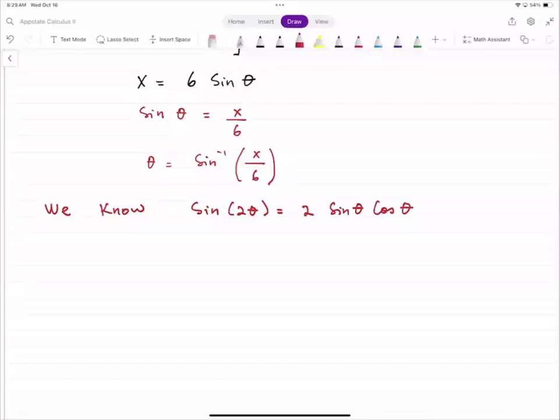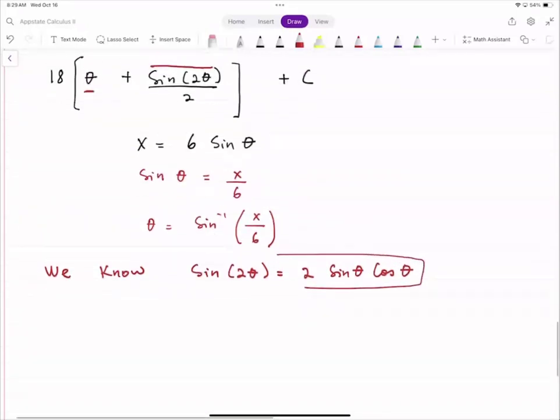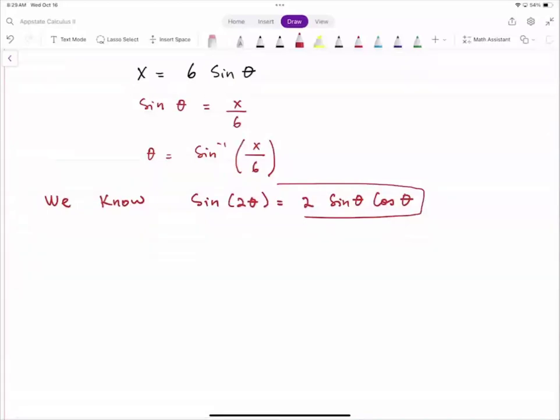So it's good to be able to know this property here, because here is sine 2 theta. So from here, we can see that sine theta is x over 6. And so we are going to make use of the SOHCAHTOA I mentioned earlier.